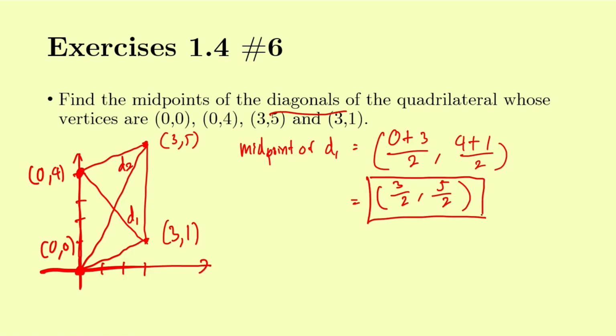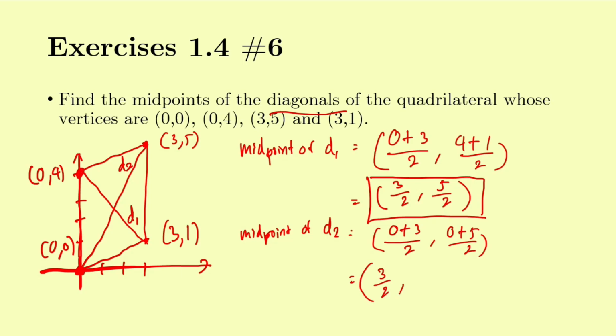How about for the second diagonal? Midpoint of D2 is equal to 0 plus 3 as well, all over 2, and 0 plus 5 all over 2, which is equal to actually 3 halves and 5 halves as well. Meaning, iisa lang ang midpoint ng diagonals nila, implying that these diagonals are bisecting each other, implying that this is a parallelogram. Okay, that's the definition of parallelogram.